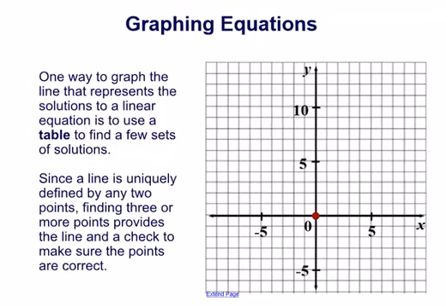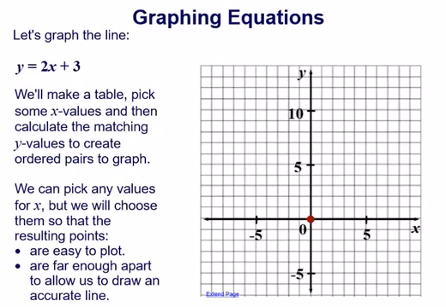One way to graph the line that represents the solutions to a linear equation is to use a table to find a few sets of solutions. And since a line is uniquely defined by any 2 points, finding 3 or more points provides the line and a check to make sure the points are correct. So let's graph the line y equals 2x plus 3.